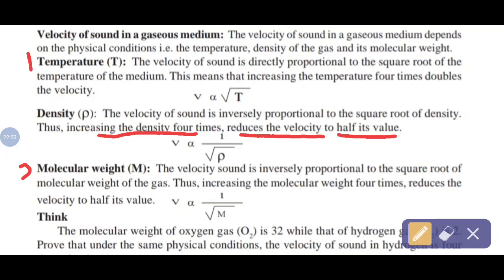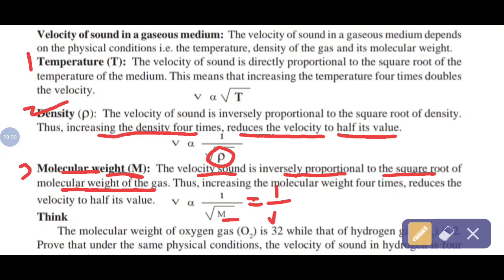This is first temperature, second density, and third one molecular weight, that is indicated as capital M. Same as per the density. Check, the formula is the same. Instead of rho, what are we writing here? That is M. The velocity of sound is inversely proportional to the square root of molecular weight of the gas. Again, in the place of M, we are taking the value 1 upon root 4.